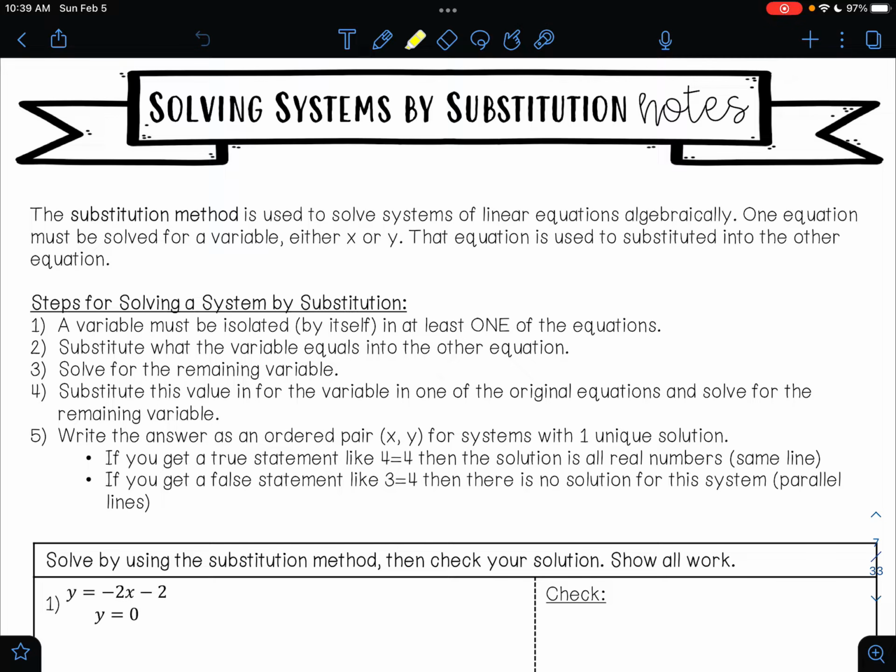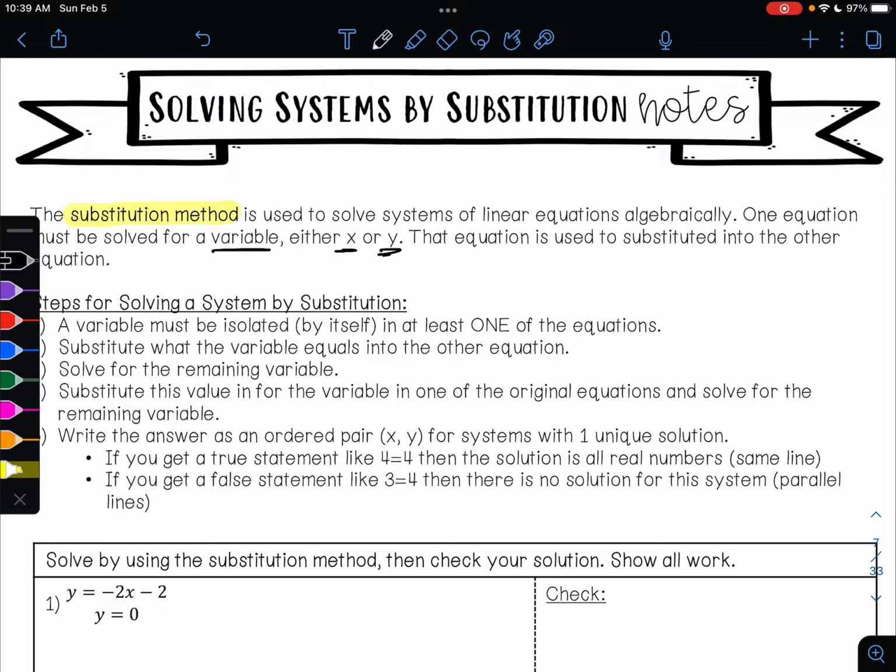In this video, we're going to be talking about solving systems of equations by using the substitution method. The substitution method is used to solve systems of linear equations algebraically. One equation must be solved for a variable, either x or y, doesn't matter which one. That equation is then used to substitute into the other equation.